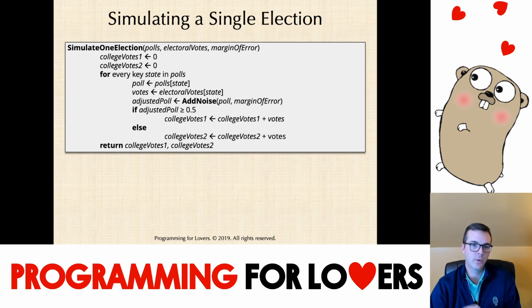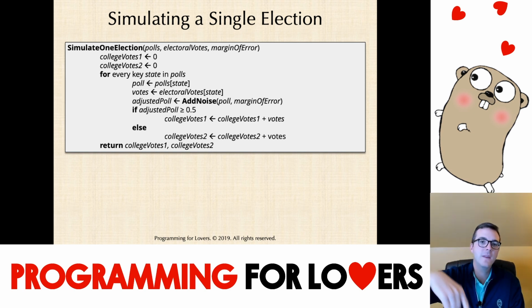And so at the end, we'll return, well, because I did this simulation for every single state, where for each state I added a little bit of noise, and that noise could be up or down in different directions for different states. I'm adding that noise to each state's poll, and based off of the simulation, adding to the appropriate count, whether it's candidate 1 or candidate 2, of the Electoral College votes for them in this simulation. And then at the end, I'm going to return the number of votes in the Electoral College that each candidate got, which are those college votes 1 and college votes 2 variables.